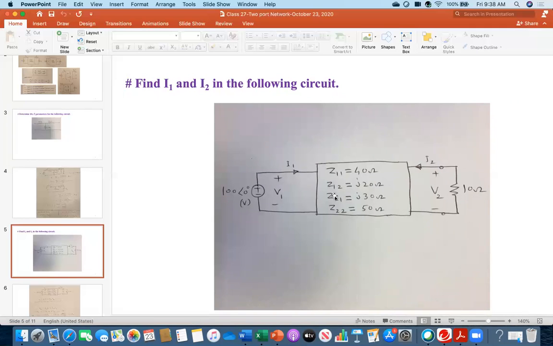Because those parameters are given, and I know V1 and V2, I just need to write down those relationships. What is G11? G11 is V1 over I1. If I can write down the equations with G11, G12, G21, G22 and relate them, then everything will be related. Just by calculating, you can determine the values of I1 and I2. So everybody see this one.